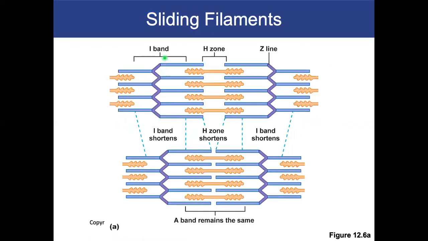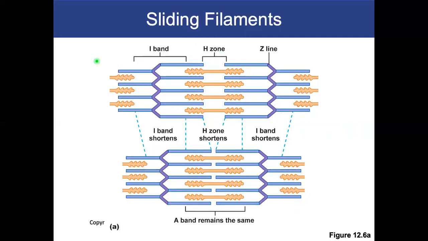Okay, take a look. The top picture is at rest. Notice here's your Z line, here's your other Z line. The I band is actin only. The M line would be where the myosin is. The H zone is myosin only. Then the A band is wherever myosin is, including the overlap.